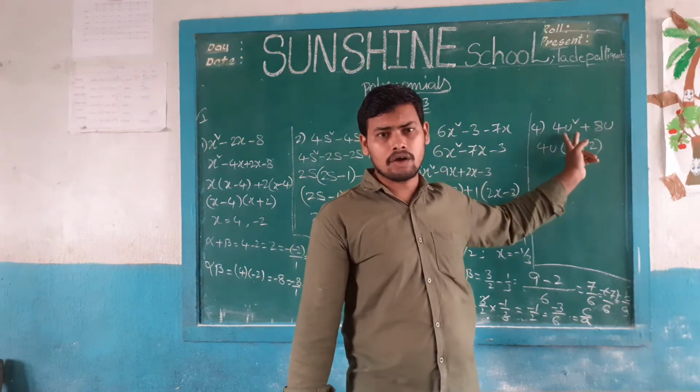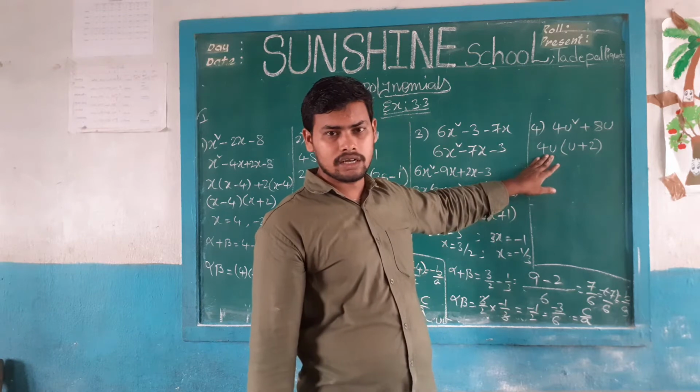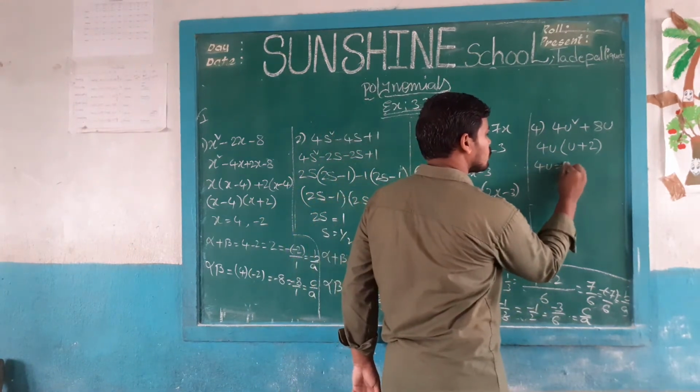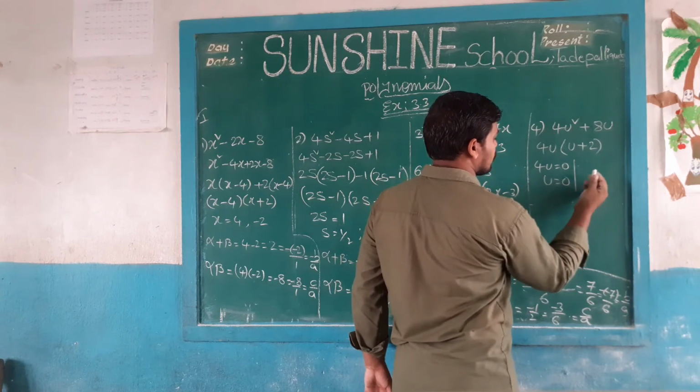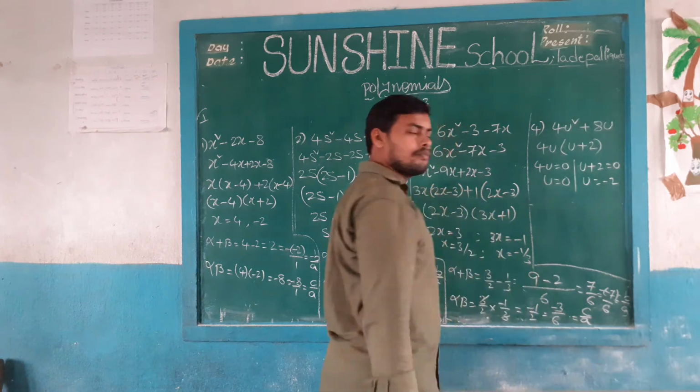Here 4 is the common factor of these two terms, so 4 is right here. Usually there is also a common factor here, which can also be written in separate form. So 4u equal to 0, so u equal to 0. Similarly, u plus 2 equal to 0, u equal to minus 2.